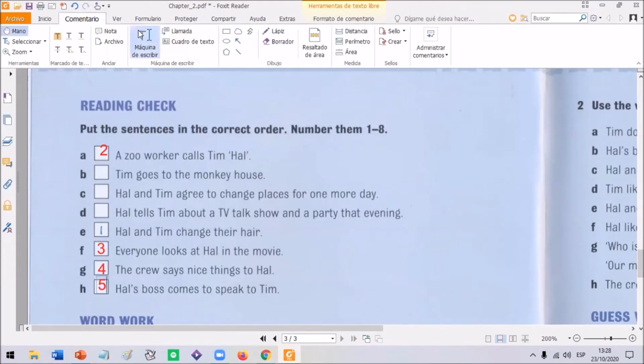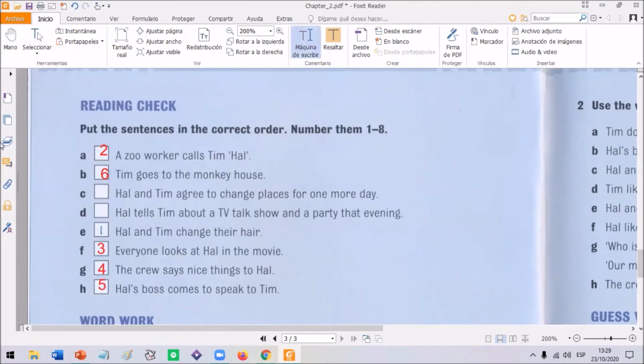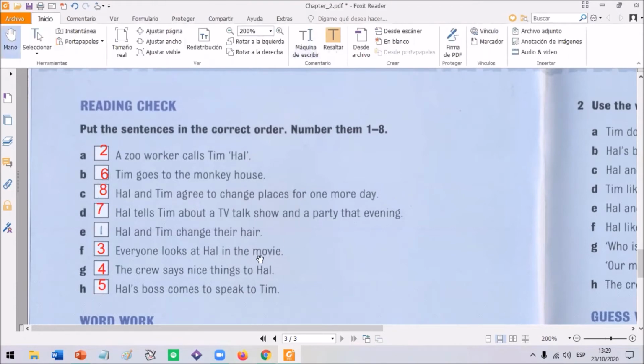What's next? Tell me what's number six. Very good. Tim goes to the monkey house. Let's see the next. Nos quedan las dos últimas. What's the correct order? Okay, so we are going to write here, seven. Hal tells Tim about a TV talk show and a party that evening. And then Hal and Tim agree to change places for one more day. Okay, that's the correct order of events.